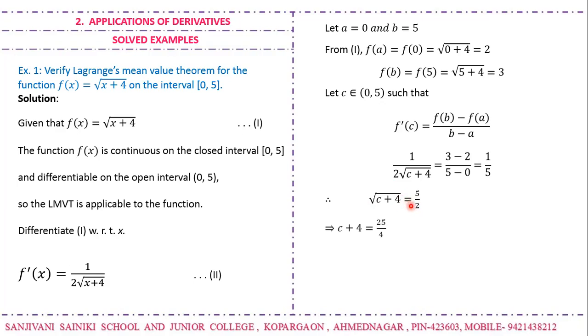Now taking the square on both the sides, take this plus 4 to that side, then we get 25 by 4 minus 4. So we get c as 9 upon 4, and you can check that this 9 upon 4 lies in this interval 0 to 5. So the Lagrange's mean value theorem is verified for this function.